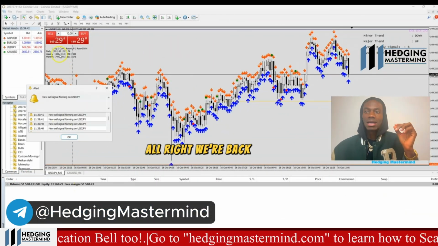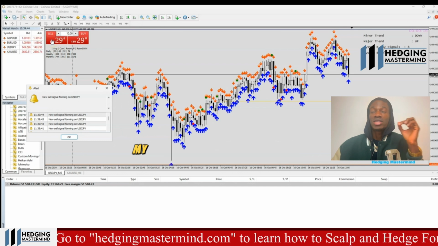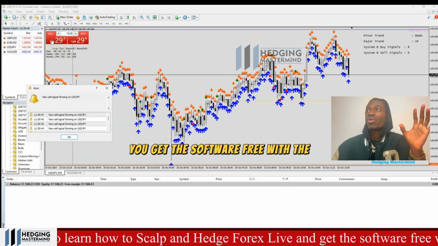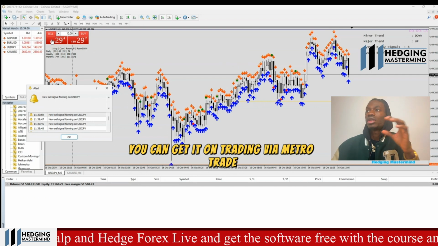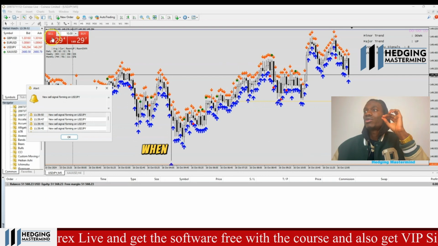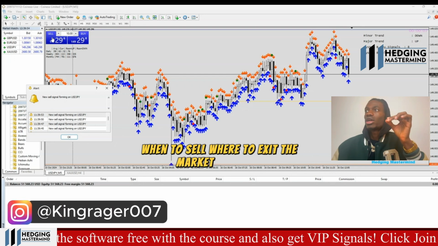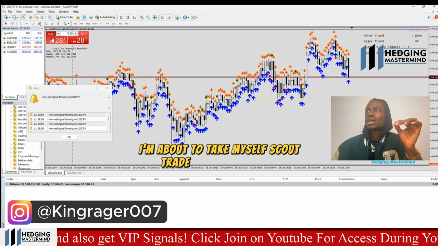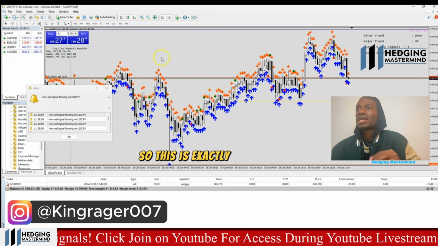All right, we're back. We have another sell scalp trade. My software is telling me that. In the course, you get the software free with the course. You can get it on TradingView and MetaTrader. I'm using it on MetaTrader. It tells you when to buy, when to sell, where to exit, and the market direction, long term and short term. I'm about to take my sell scalp trade, and there you go. So this is exactly how it's done.